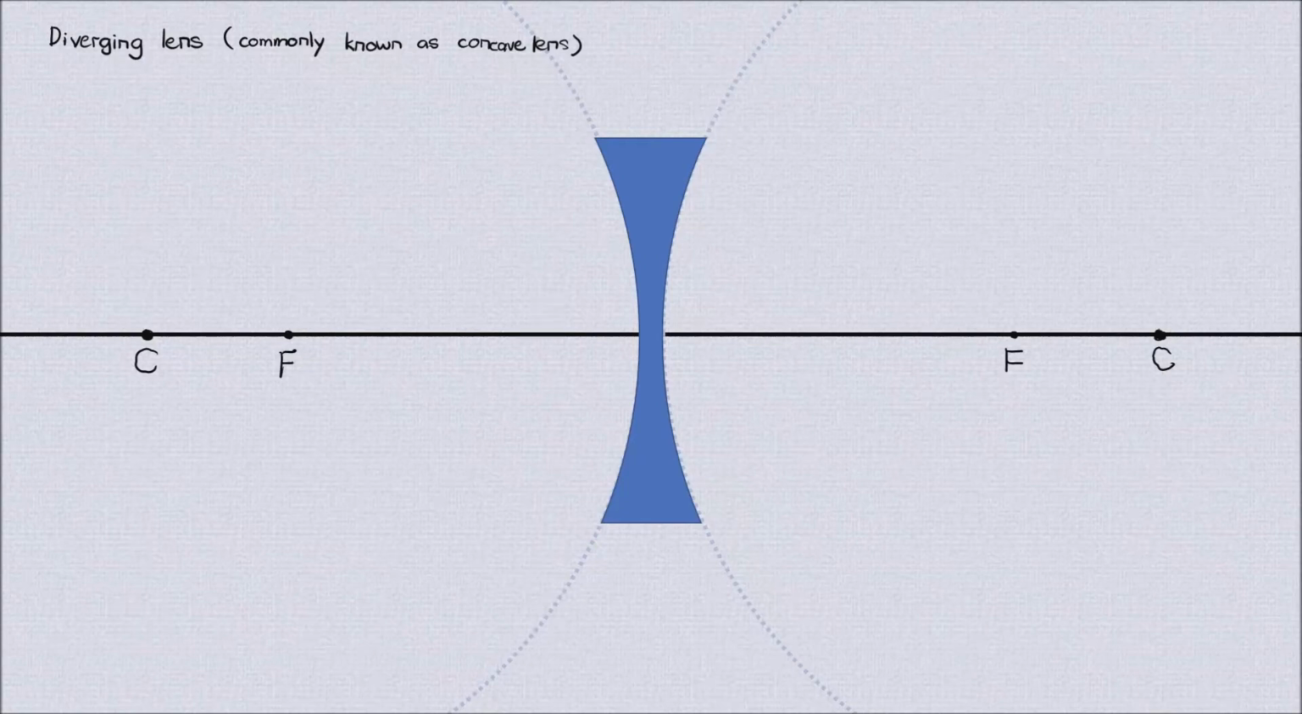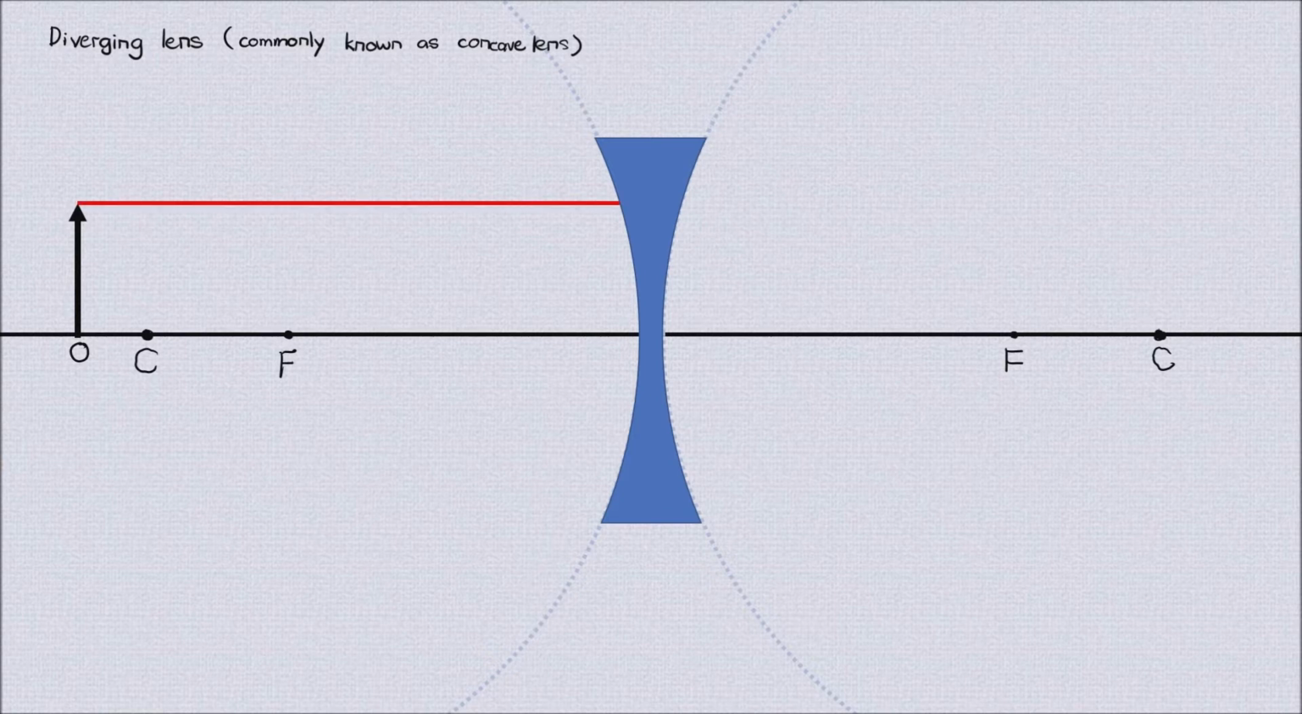Let's try and see how light behaves when it passes through a diverging lens. So we place an object somewhere quite far away from the diverging lens, or concave lens as we usually call it. Now we'll see how light travels. Let's send a few light rays and see how they behave when they encounter the lens.